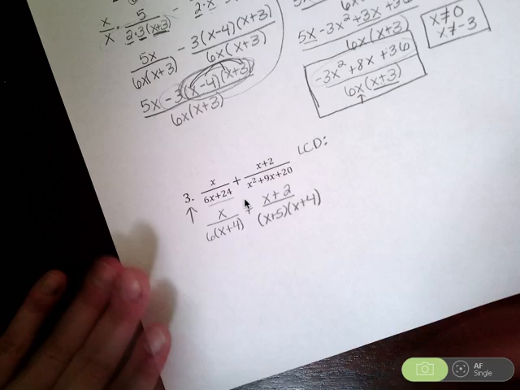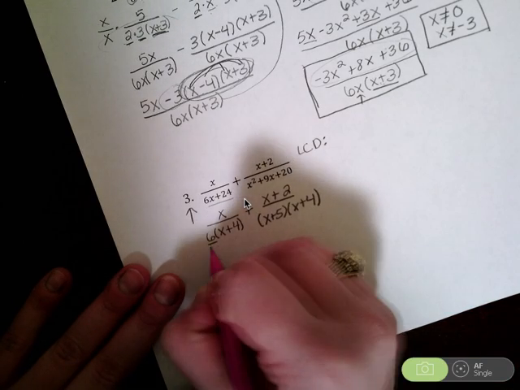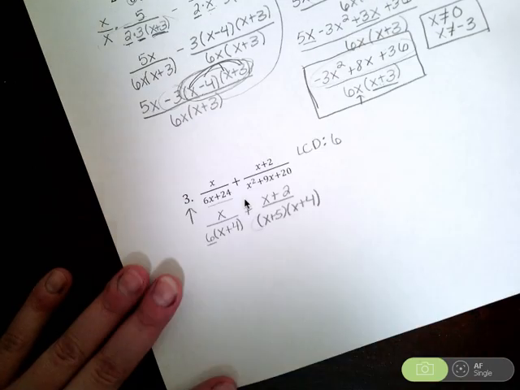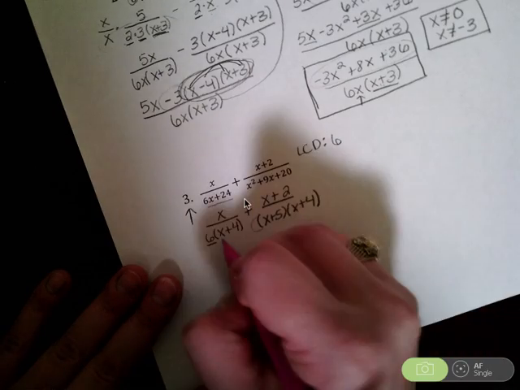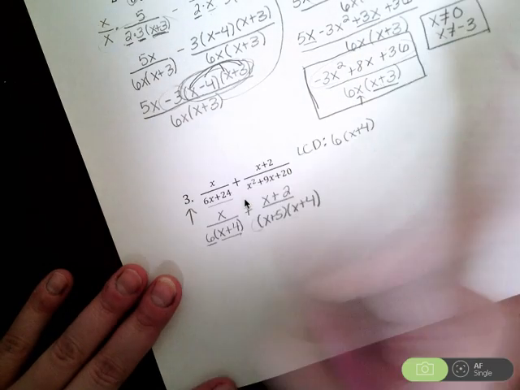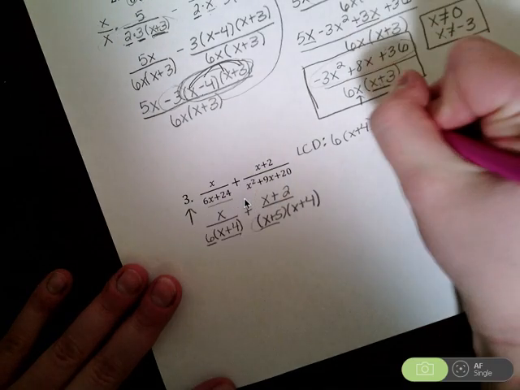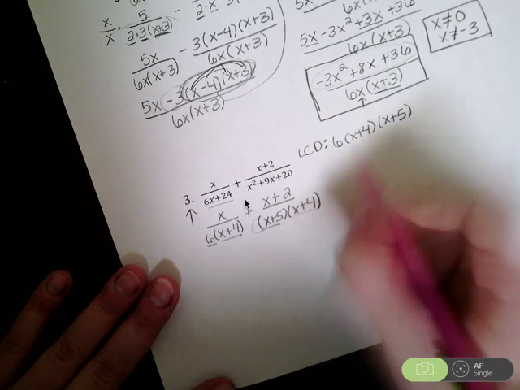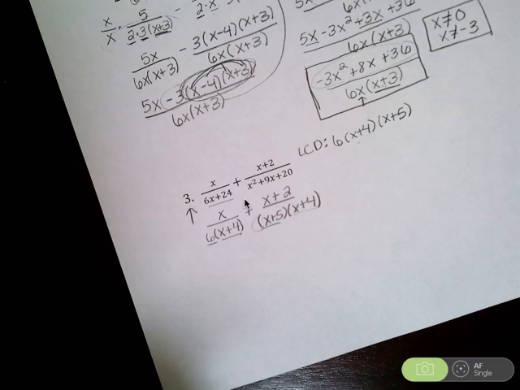Okay, so now we look at it and we say, okay, well, there's a 6. There's no other coefficient over here, so we need a 6 in our denominator. We also need an x plus 4. Moving on. We need an x plus 5. And an x plus 4, which we already have. So that accounts for all of those.